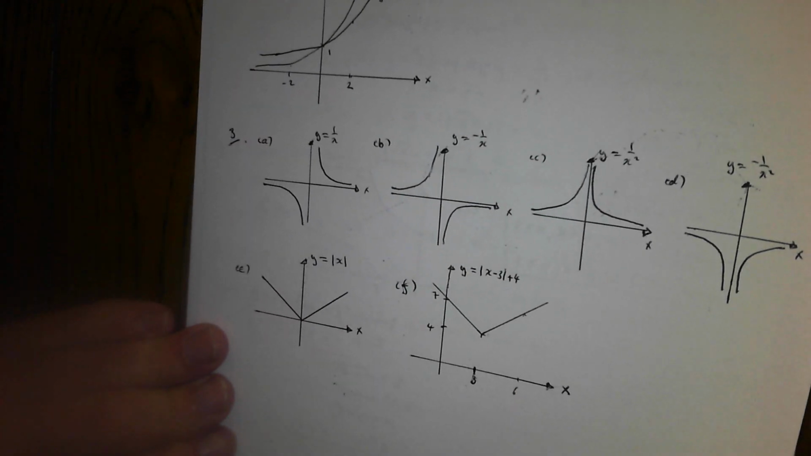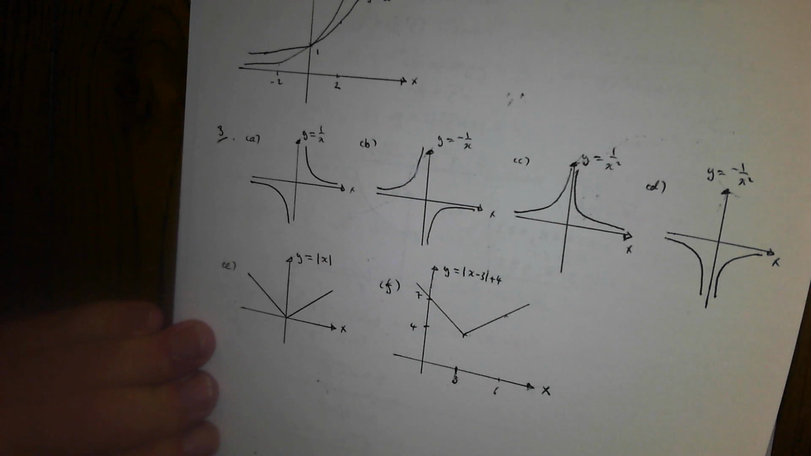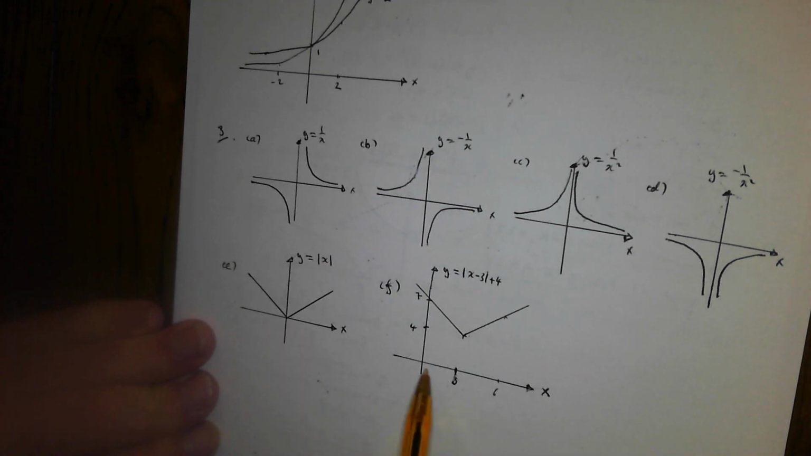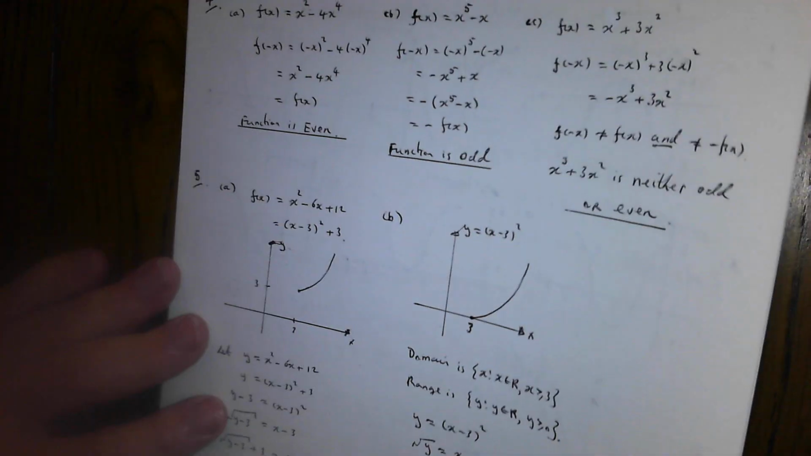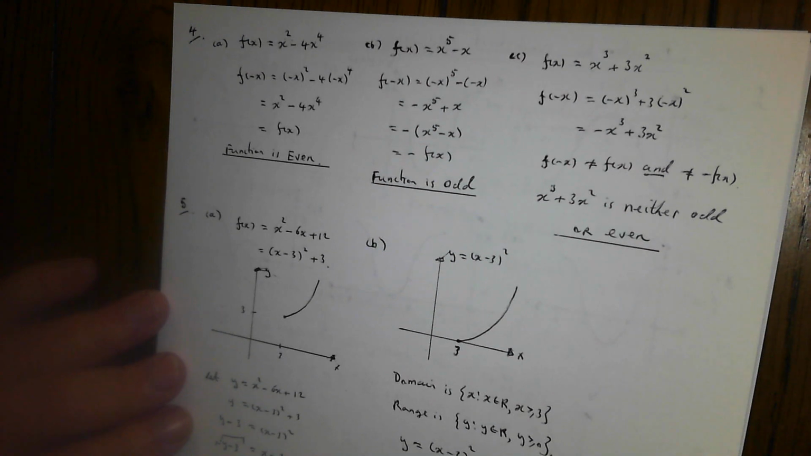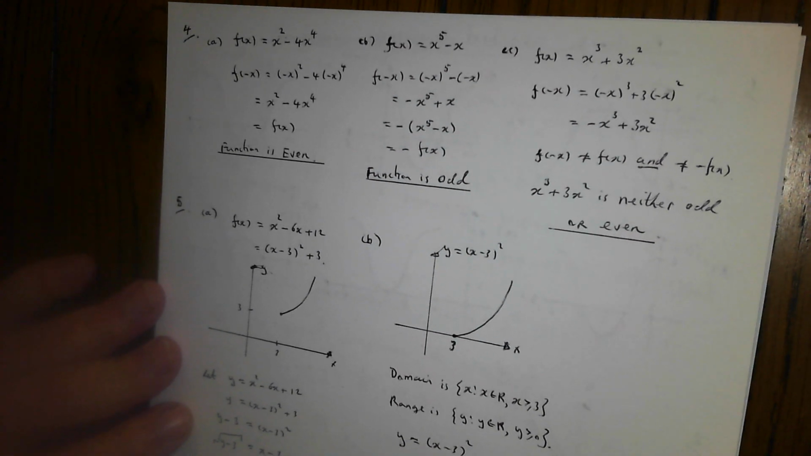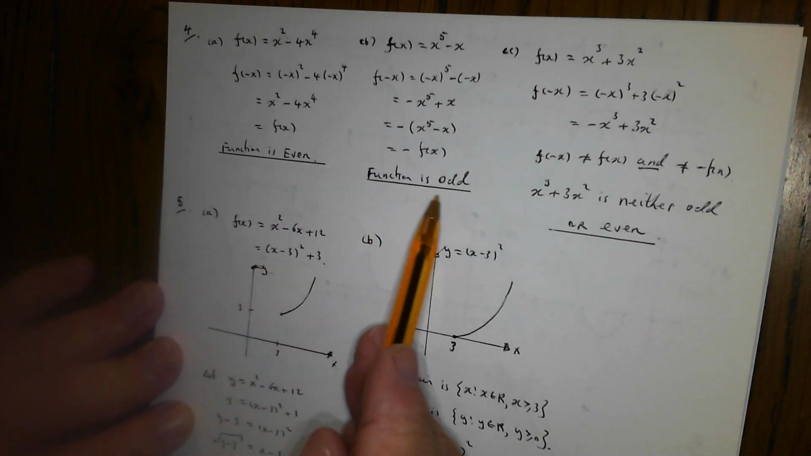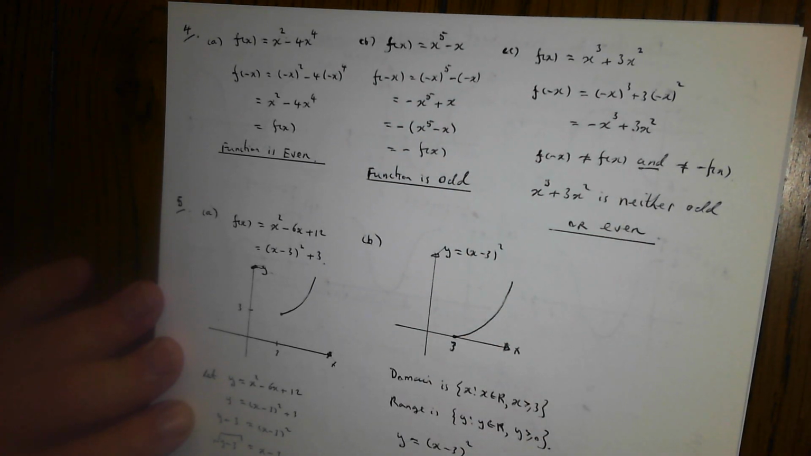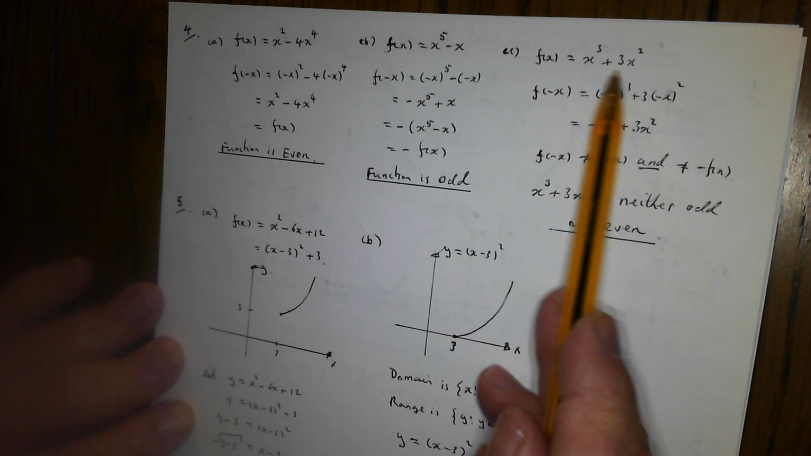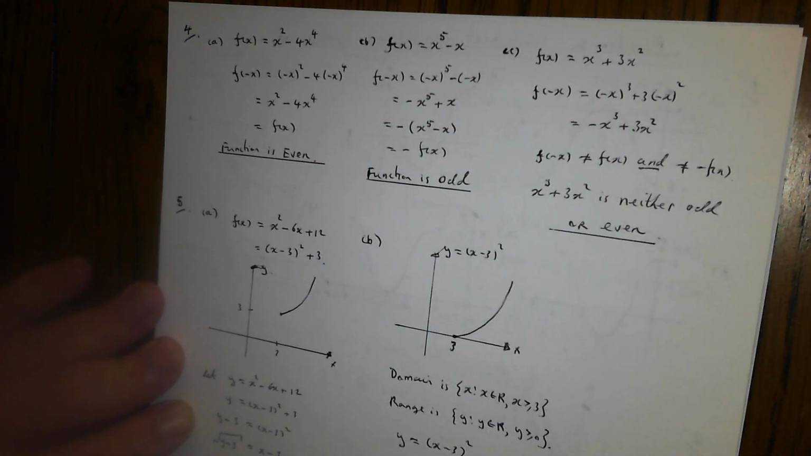Question 3. This is quite an interesting one. It just moves along 3 and up 4, and you get your T shape there. Question 4, worded a bit oddly, but anyway, function is even, function is odd, and neither odd nor even. It sort of mixes incompatible things here, so neither odd nor even.